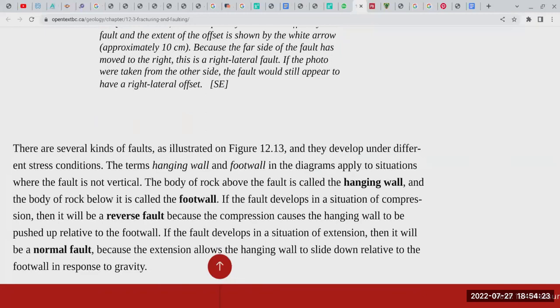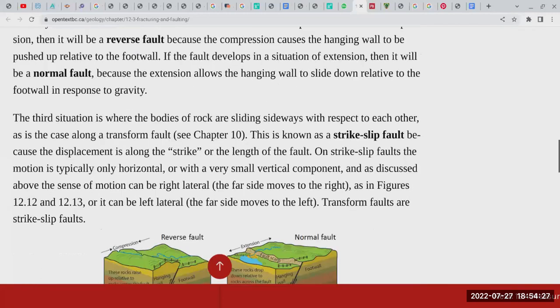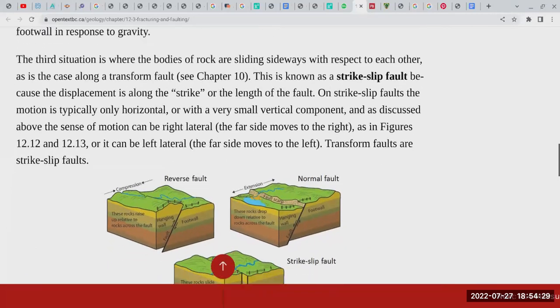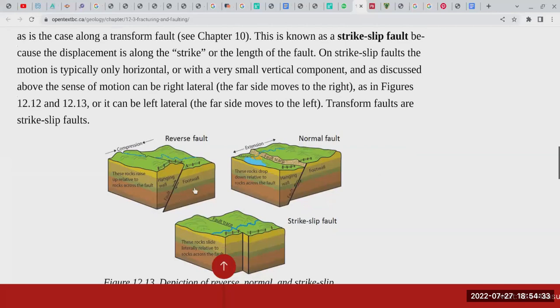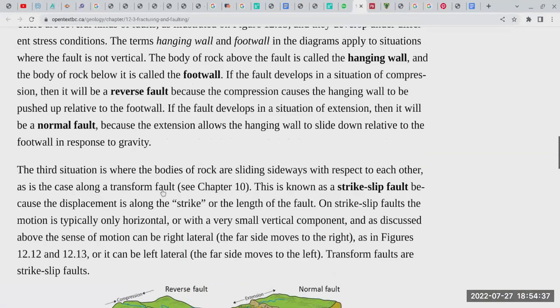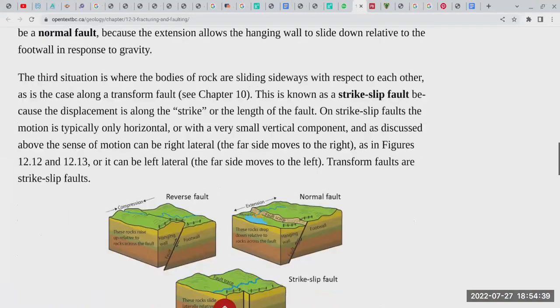So there are several kinds of faults. I will ask you to read through those, but there are several kinds of faults. So you have a reverse fault, where the hanging wall is going to be atop the foot wall. You're going to read through all of this, and I'm just going to go through this very quickly in the next 5 minutes.